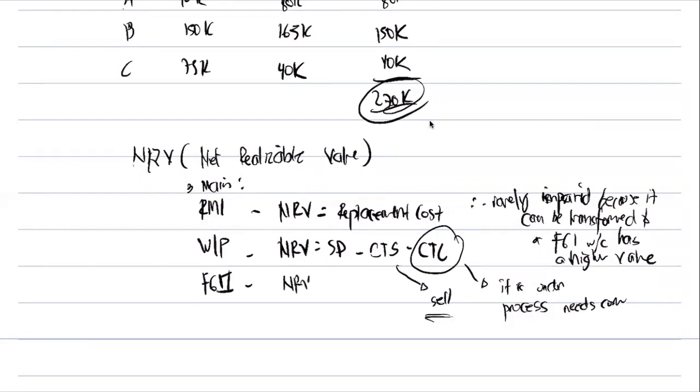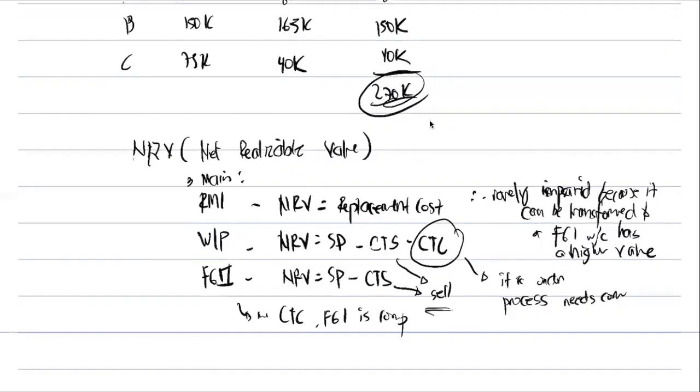How about finished goods inventory? For finished goods inventory, that is selling price less cost to sell. So why is there no cost to complete? Because FGI is already complete. So no cost to complete because FGI is complete. So you will only incur cost to sell, that is the cost of selling the product. Okay, so I hope we're clear as to how we will determine the net realizable value of each type of inventory item. So RMI, work in process, and FGI.